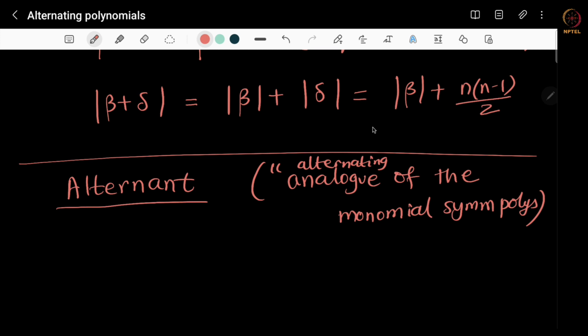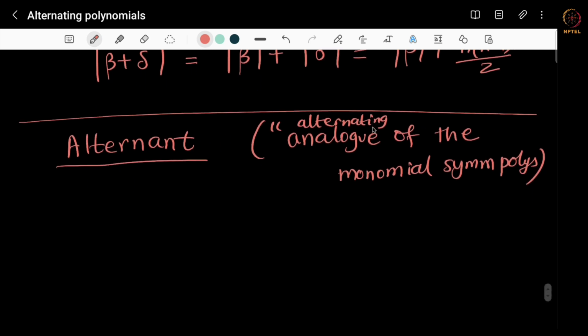So what is this alternating analog business? Just like how did we form the monomial symmetric function? We picked a certain monomial and then we symmetrized it in all possible ways, right? We took all possible ways of permuting the variables or the indices or the multi-indices, and that gave you the monomial symmetric polynomial. Now here we will do something similar, given there are signs that we need to take care of. That's the only thing.